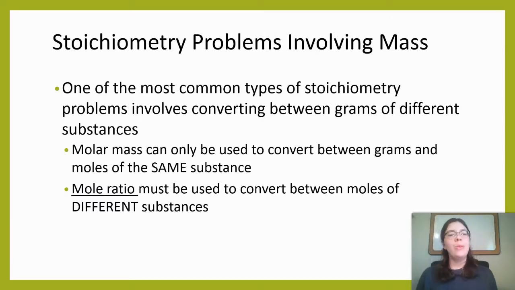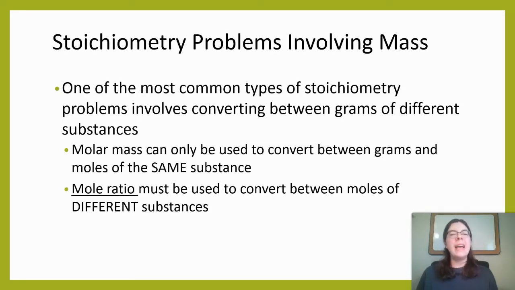Okay, so stoichiometry problems involving mass, specifically grams, are one of the most common types of stoichiometry problems you're going to come across. Because it's very common that when we're in a laboratory, we need to measure out how much of a reactant or how much of a product we get. And one of the most common and easiest ways is to use a balance.